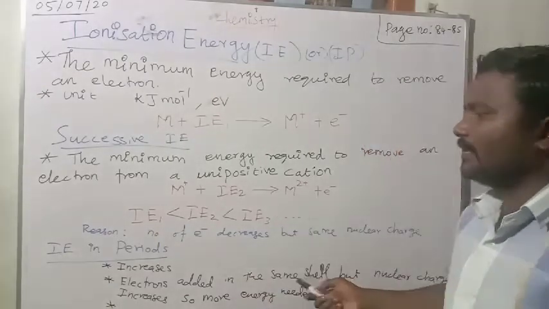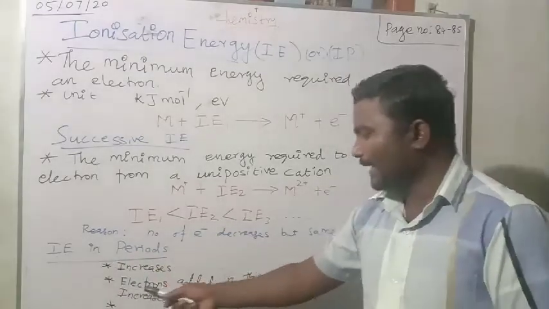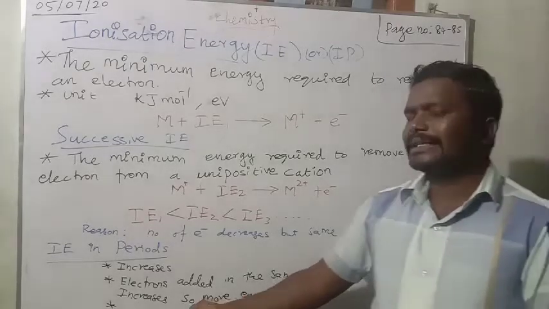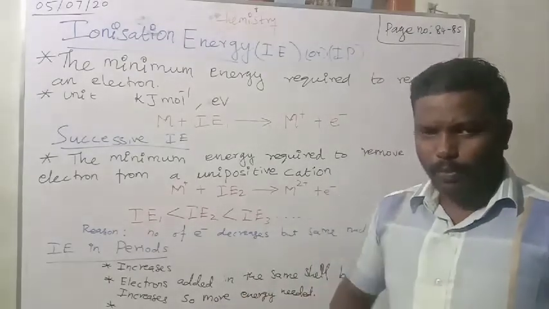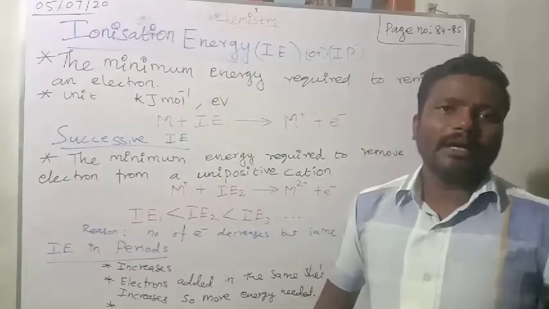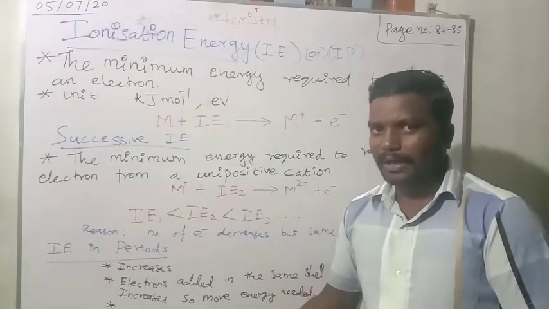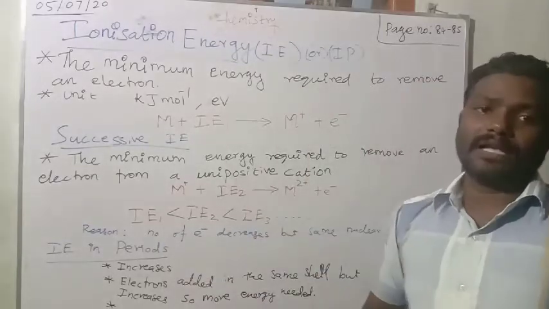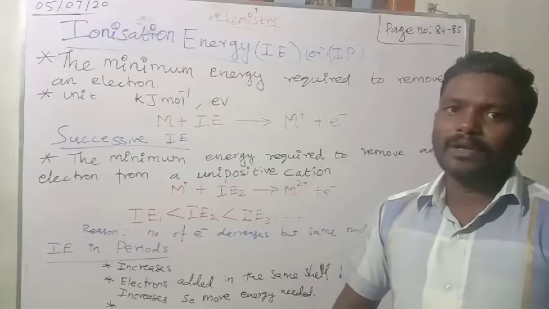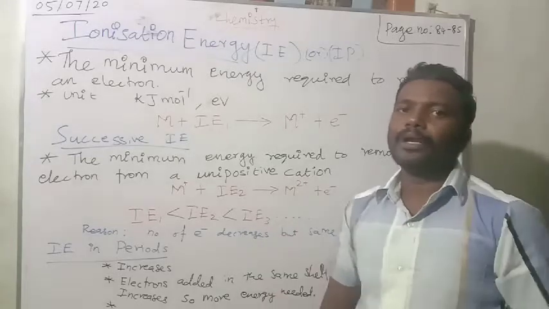The same reason we can tell here for the size decrease: electrons are added in the same cell, but nuclear charge increases. How does the nuclear charge increase? When the atomic number increases, electrons increase as well as protons. Protons increase means nuclear charge will increase. But electrons also increase, yes, but they are added in the same cell. So the distance between the nucleus and the outer cell remains the same. So nuclear charge increased at the same distance, so it will attract more effectively.